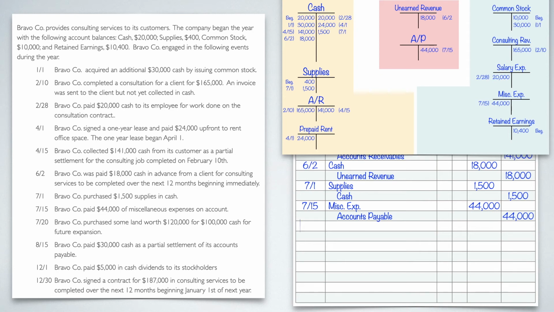Our date is 7-20. Is cash involved? Yes, cash is involved. What's happening to our cash? It's going down because we purchased it, so we paid the cash. Cash goes down, but by how much? I care about the 100,000, not the 120. I don't care what it's worth. I care about what I actually paid for it in cash. That's the cost principle. So I'm going to keep it on my books for what it cost me in cash.